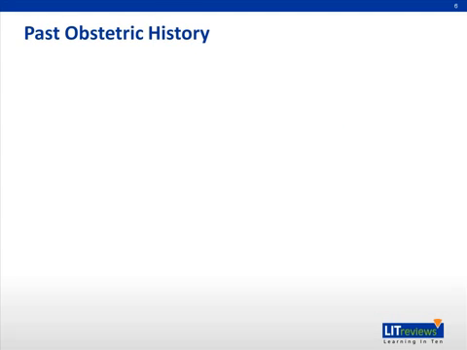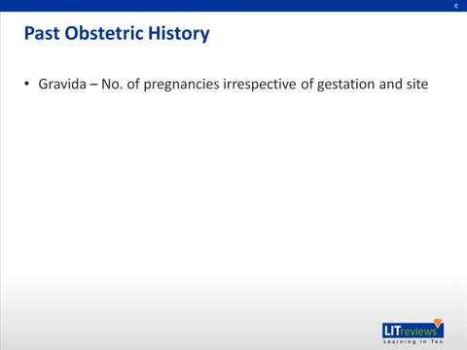Now let's move on to the past obstetric history and the obstetric code. There are a few terminologies that are peculiar to obstetrics. One is gravida. It means the number of pregnancies irrespective of gestation and site. Please do not mention the term gravida when a person is not pregnant. For example, a person presenting with a gynecological problem, and if she has had 2 children in the past, you would just say that she is para 2.